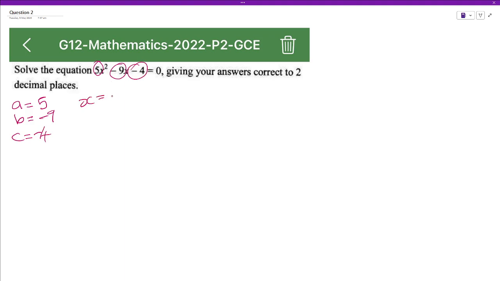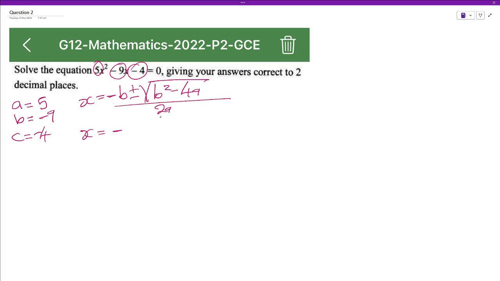X is equal to negative b plus or minus the square root of b squared minus 4ac. Okay, then everything over 2a. We plug in the values. X will be equal to negative, so this is a negative I've written down. It does not automatically belong to the value for b. You have to make sure you write it down.